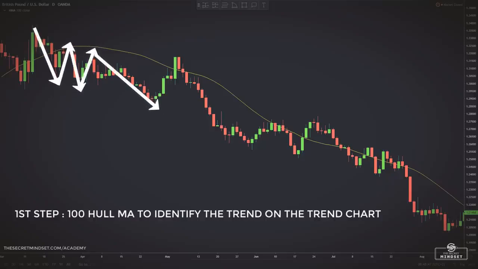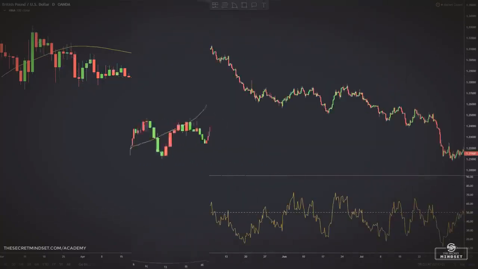Keep in mind that you can use any other tool to determine the trend. Elder used the MACD. I use the 100 Hull MA. You can use your favorite trend indicator.